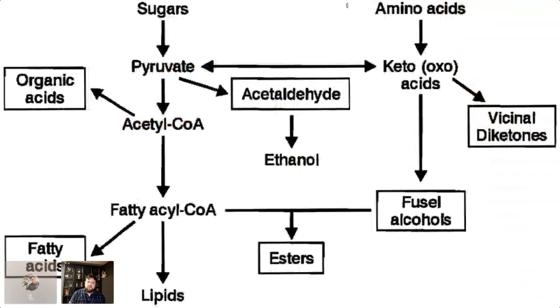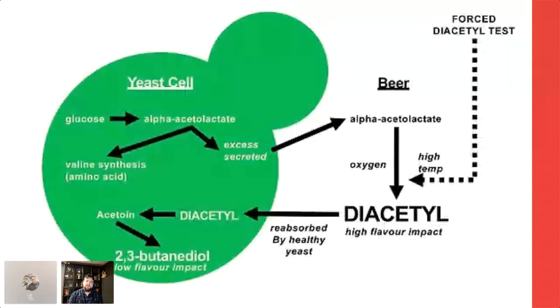Now, I just want to point this out. We've already seen diacetyl on this sheet. We've already kind of walked past it, and that's in the form of vicinal diketones. That's another name for diacetyl. Now, here's the full metabolism we can look at when it comes to diacetyl.